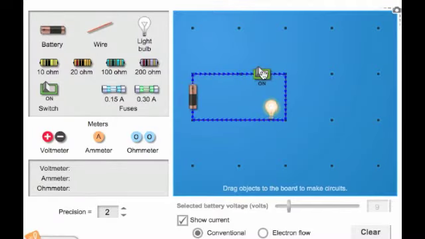A voltmeter can be used to measure the voltage across a component. The red positive wire is placed closer to the positive terminal of the power supply. The voltage across the power supply is 9 volts. The voltage across the light bulb is also 9 volts.